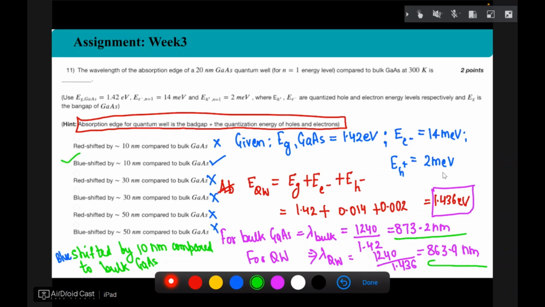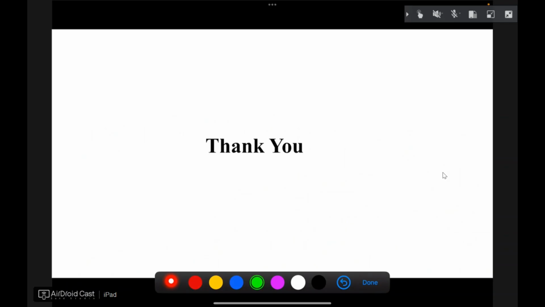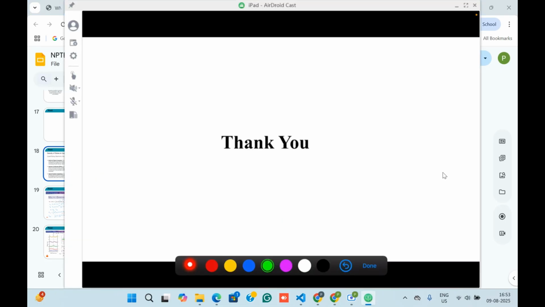So this was all about the assignment. In this lecture we solved assignment 3, and we revised the optical response in the bulk materials as well as the quantum wells and quantum dots. We dealt with the dimensionality of the materials and how the materials show absorption in different dimensionality materials. So this was all about today. So thank you.